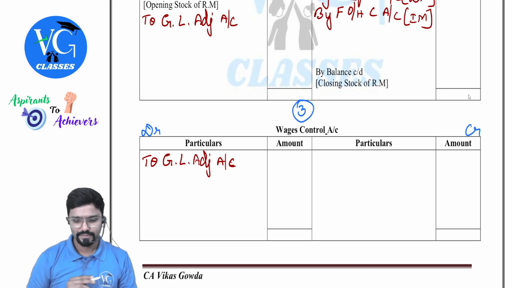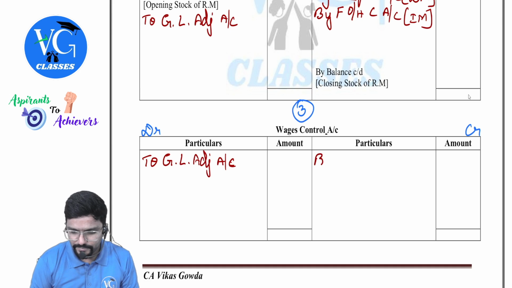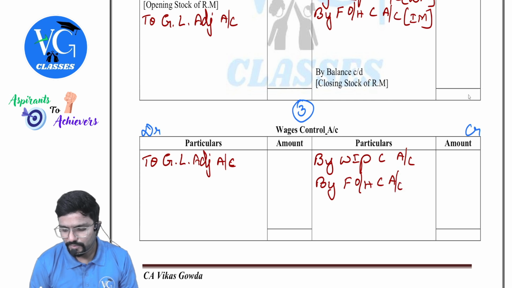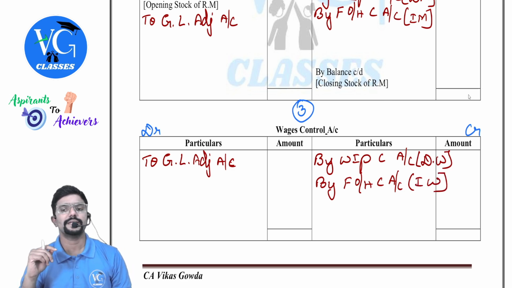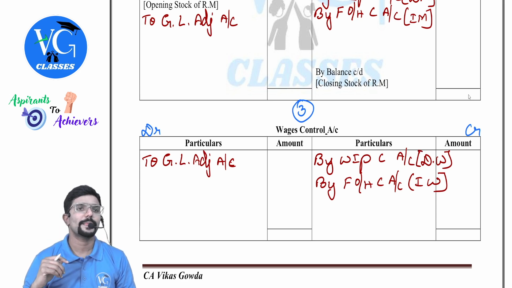Let us record it. By WIP control account, also by factory overhead control account. You can also mention this is for direct wages, this is for indirect wages. Direct wages, indirect wages.